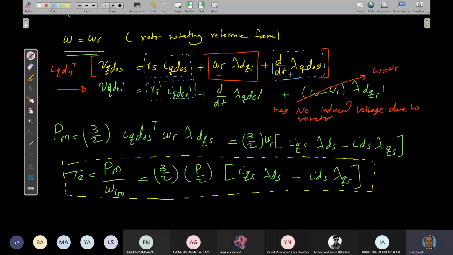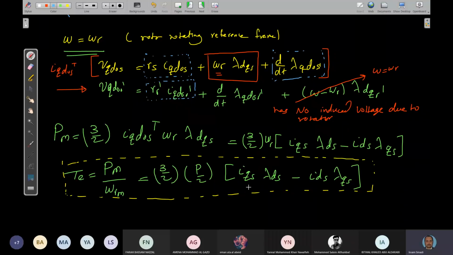So from here, I can find an expression for the torque without going to very complicated mathematical calculation. Simply in one or two steps, I can get an expression for the torque from our understanding of the voltage equation in the QD reference frame. This is the first stage.